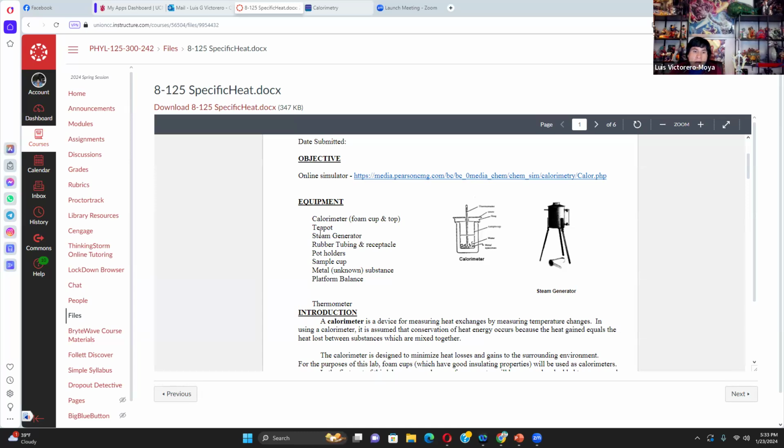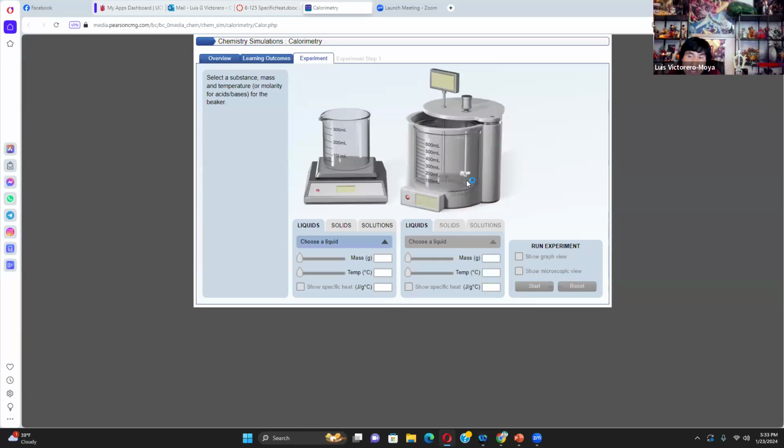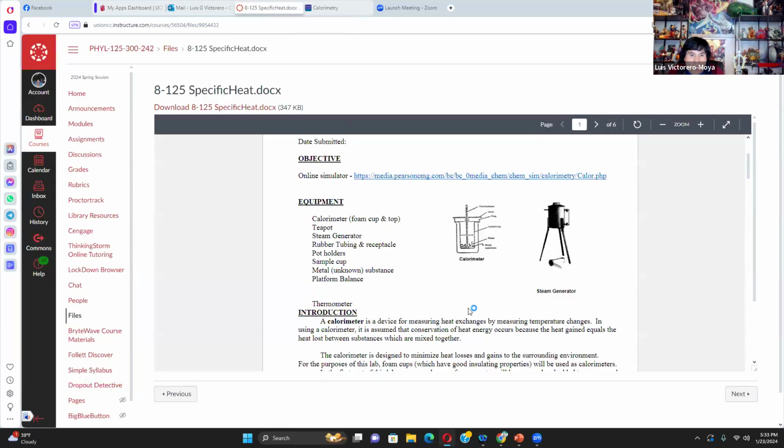However, again, maybe the only disadvantage is that you don't have the hands-on experience, but still the concepts are in there. And in fact, this simulation will allow you to basically use a calorimeter, right? It's like if you were in the lab, you are just doing it from home.